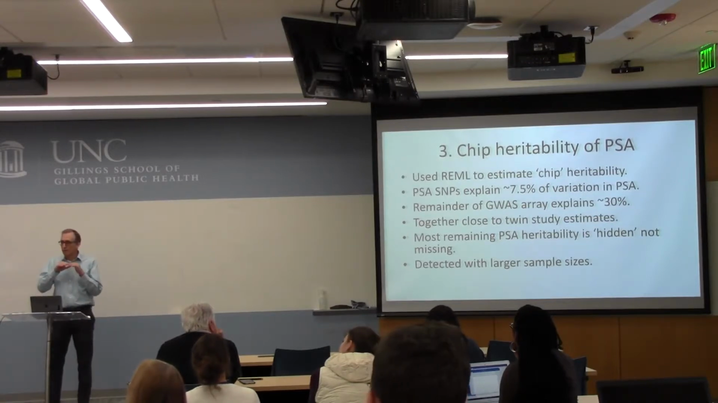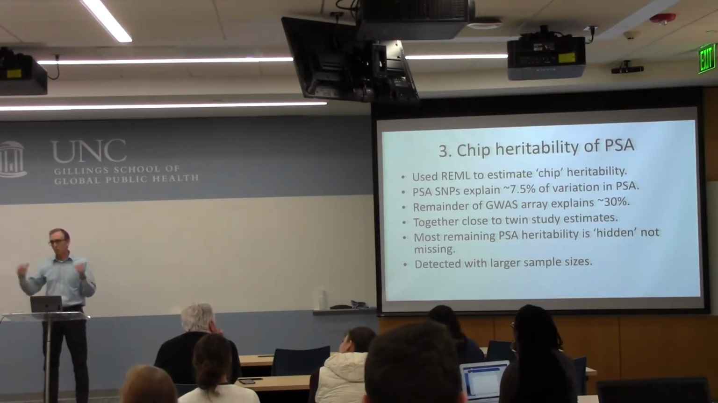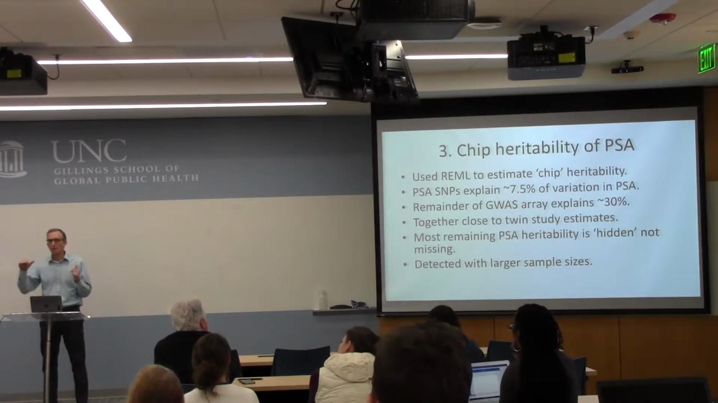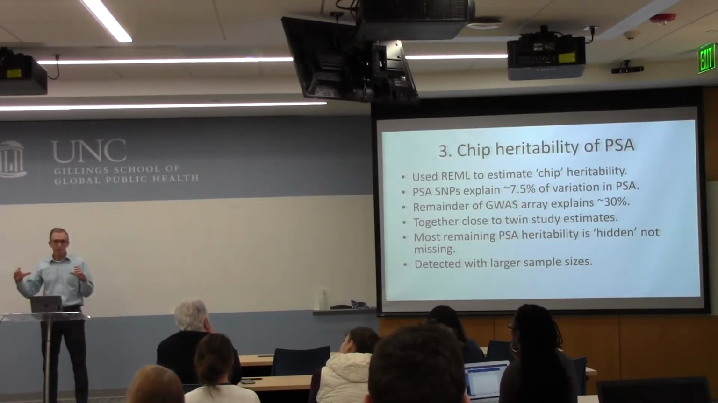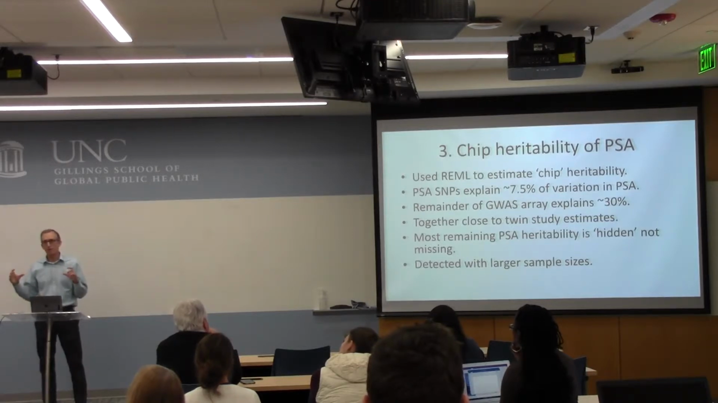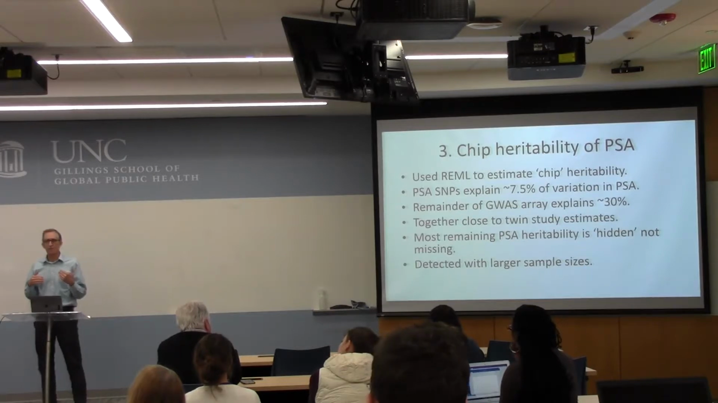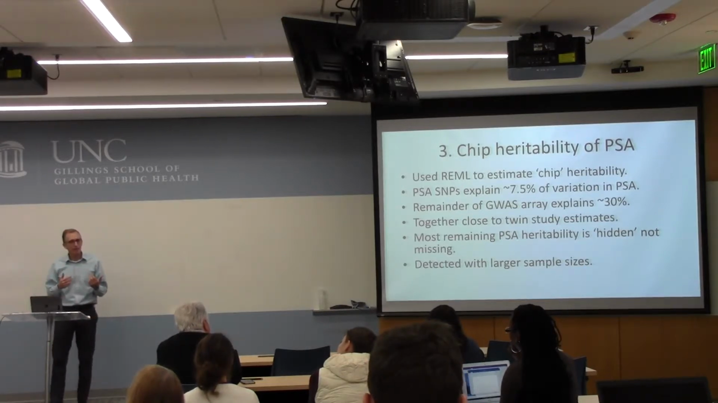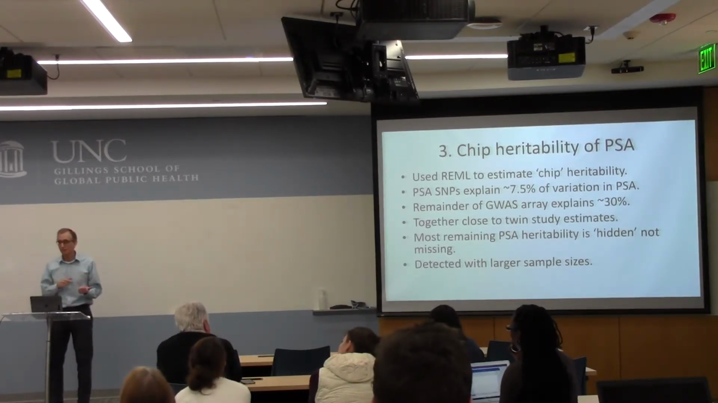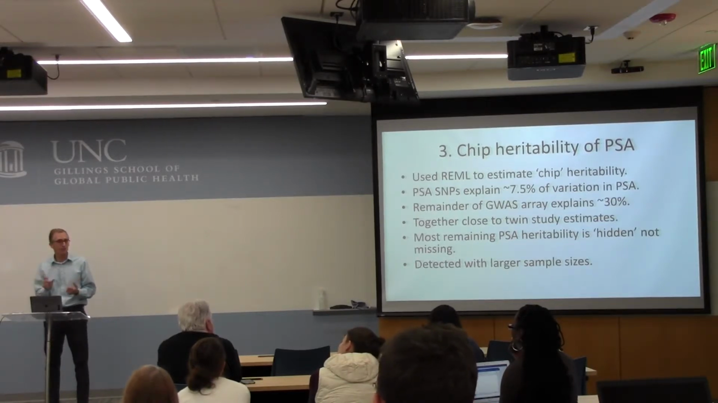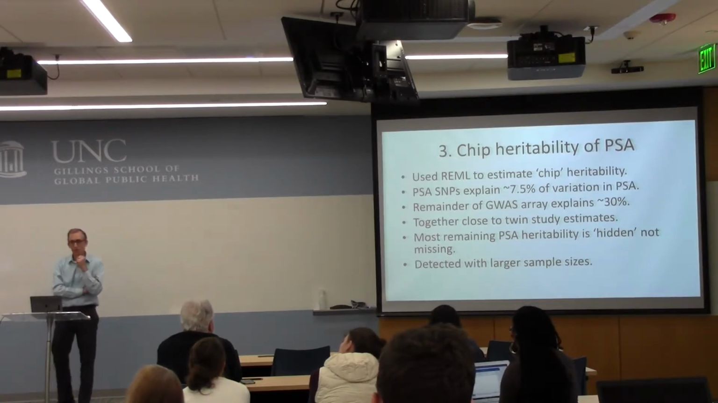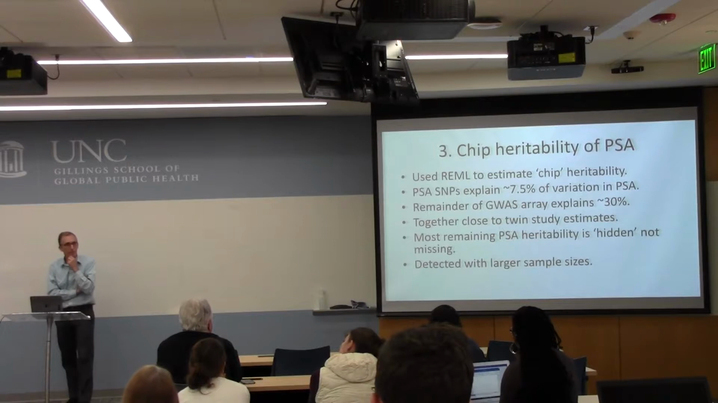But you can also look at everything else in the GWAS array. So you don't want to just throw everything else out that's below the dashed line. So you can look across the entire array, and the rest of the SNPs on that array explain about 30% of the variability in PSA. And you add those together, and you're close to what the twin studies, the previous studies, found, 40 to 45%, and now we're up to 37% just from this GWAS array of the genetic variability in PSA levels.